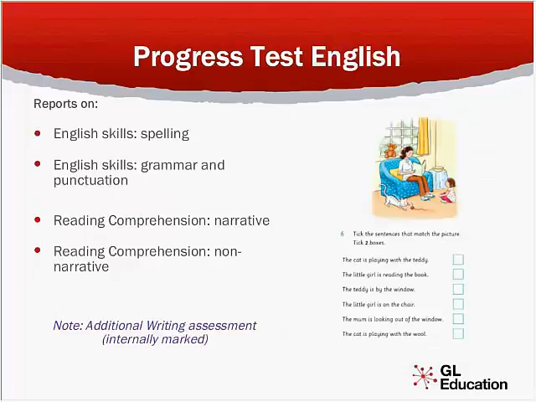Progress test English covers English skills, so that's spelling, punctuation and grammar, and then it also covers reading comprehension, both narrative and non-narrative. The progress test English is more of a progress tracker for English as a curriculum area. For reading ages and understanding the difference between reading and comprehension, I'd refer you to the new group reading test, which I will mention shortly.